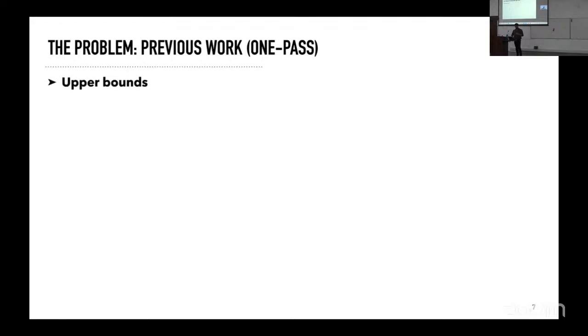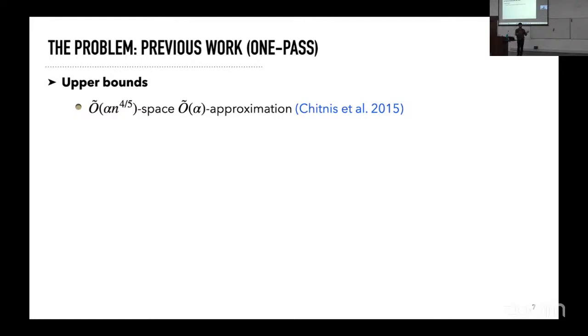From the upper bound side, by the way, for the purpose of this talk, think of alpha as more or less a constant. We give results in terms of general alpha, parameterized by alpha. But a lot of these results will make more sense or be more interesting or be more tangible when alpha is a constant, so constant arboricity graphs. So there's a constant approximation known in sublinear space, n to the 4/5 space. This is a result due to Chitnis and others from 2015.